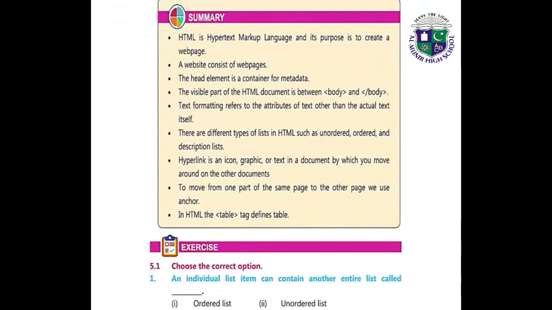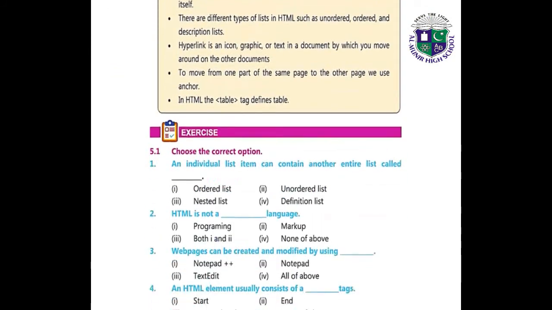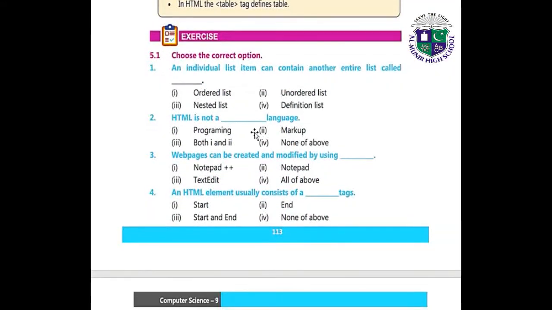Next students, we have the summary of this whole unit. Exercise, choose the correct answer. Number 1, an individual list item can contain another entire list called, the correct answer is C, or 3, nested list. Number 2, HTML is not a dash language. Correct answer is programming language.